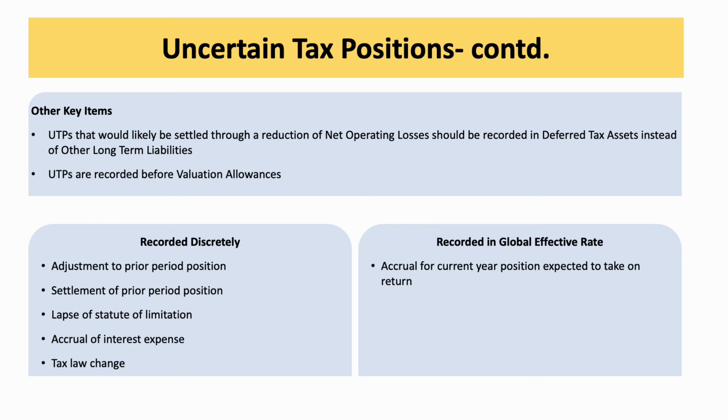And then UTPs are always recorded discretely when the transaction in question is from a prior period, and that amount doesn't affect your effective tax rate for the current year. However, if your uncertain tax position is for the current year, then it should flow through your current tax expense and it will impact your effective tax rate. And to know more about the basics of effective tax rate, please refer to my video on effective tax rate on my channel.